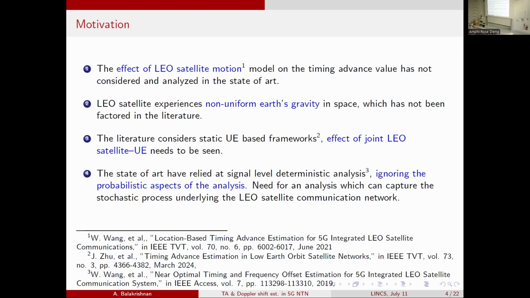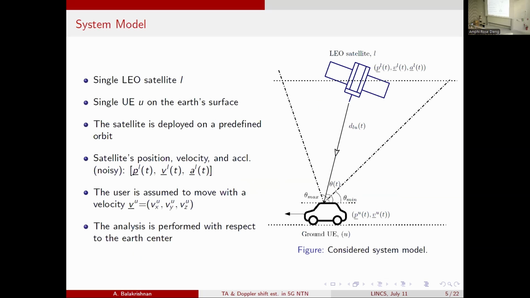So we want to characterize the effect of the LEO satellite motion. We want to study the LEO satellite motion on the handshake process. The LEO satellite experiences non-uniform Earth's gravity in space, and we want to factor that in the framework. We want to study the effect of joint satellite and UE motion. And we are also capturing the underlying stochastic process in this framework.